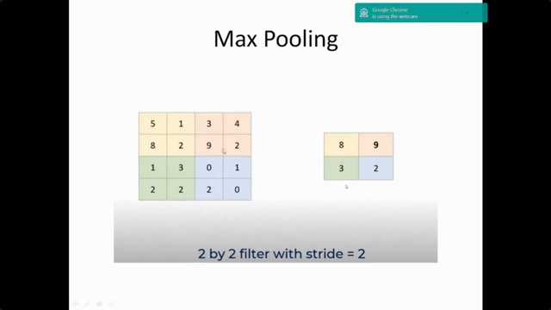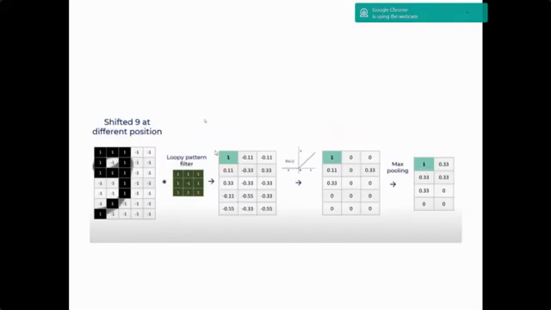Similarly, here 3, 4, 9, 2, the maximum value is 9. Like this, the maximum value is 3 and the maximum value is 2. So this is what we call max pooling. Then the filter size we can decide, whatever kind of filter we want to use, whether it is 2 by 2 or 3 by 3. Those are all fine, but this is how max pooling works.